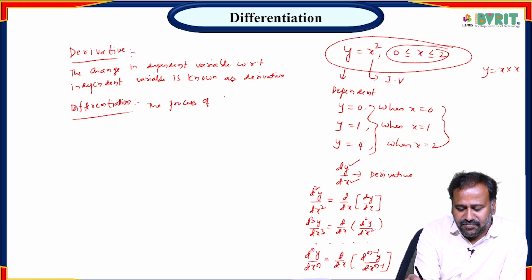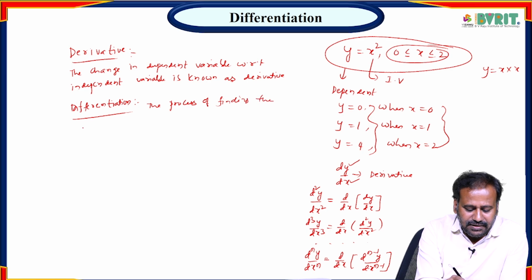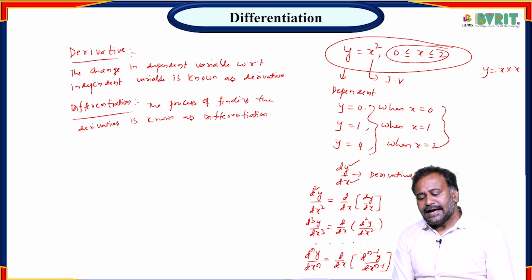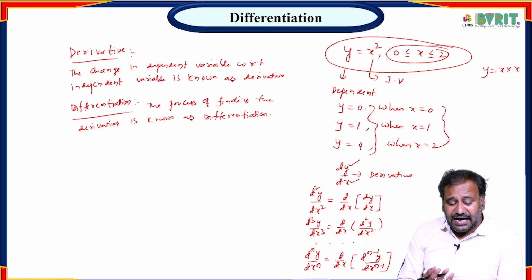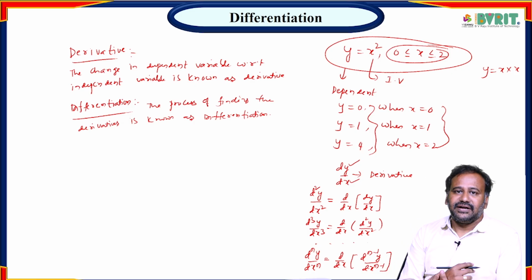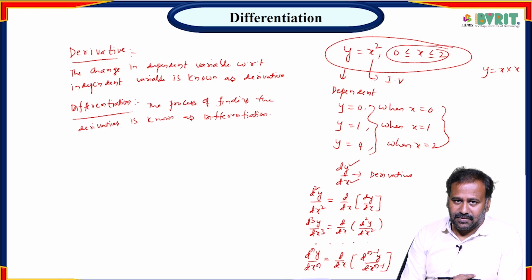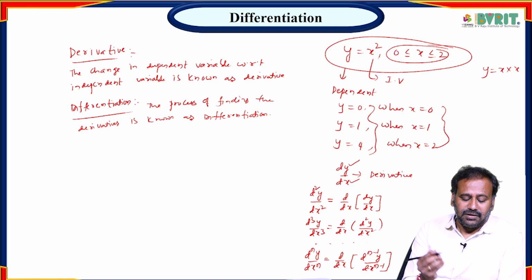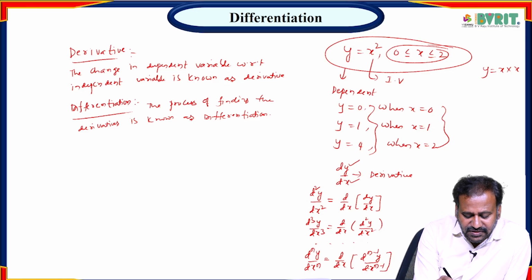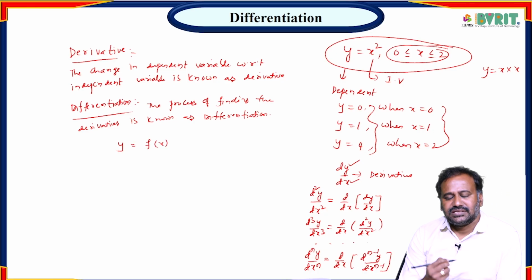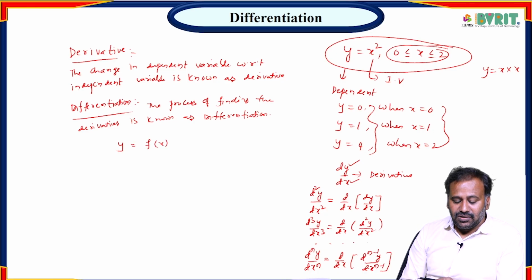The process of finding the derivatives is known as differentiation. As per definition it is okay, but how can we calculate or find the derivatives? First, let me think about how the derivative formula came into existence.